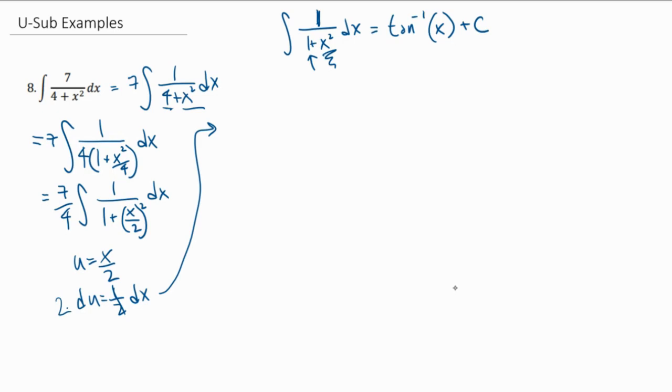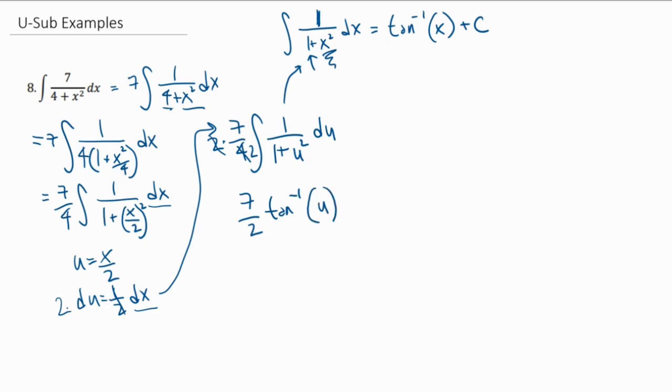So then my integral is going to become 7/4 times the integral of 1 over 1 plus x over 2 becomes u squared. And now you can see that this matches up. And then instead of dx, I replace that with 2 du. So I'm going to pull out a 2 and then multiply by du. And now let's go ahead and simplify that. That's going to be 7/2. The antiderivative of 1 over 1 plus u squared is tan inverse of u plus c. Don't forget your plus c, because this is an indefinite integral.